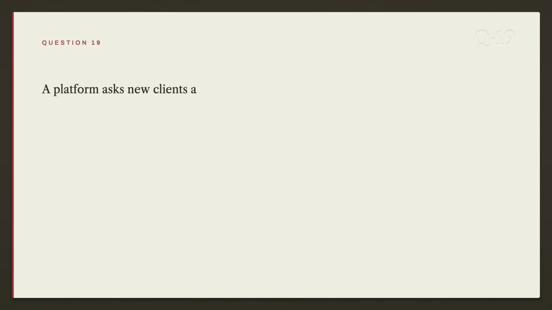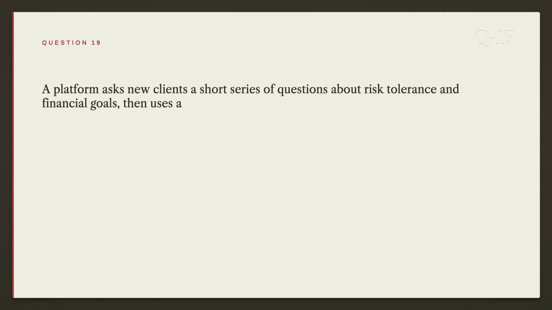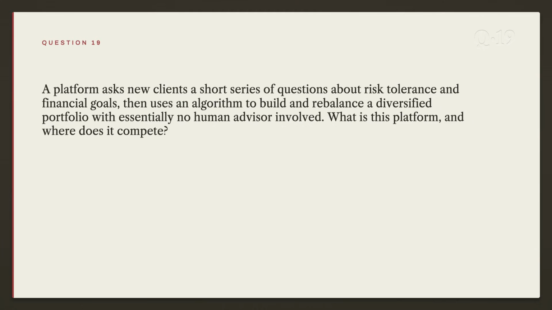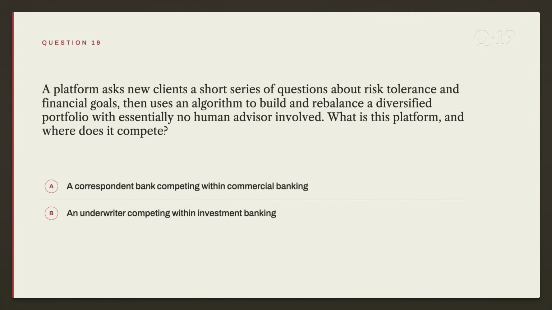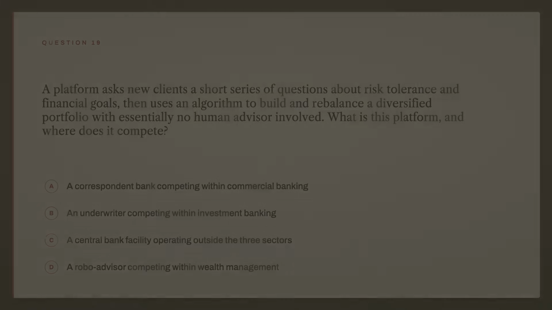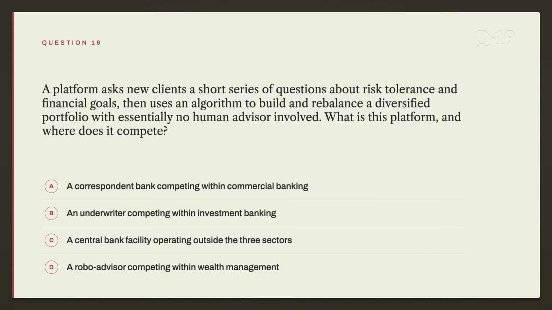Question 19. A platform asks new clients a short series of questions about risk tolerance and financial goals, then uses an algorithm to build and rebalance a diversified portfolio with essentially no human advisor involved. What is this platform and where does it compete? Your options are: A, a correspondent bank competing within commercial banking. B, an underwriter competing within investment banking. C, a central bank facility operating outside the three sectors. D, a robo-advisor competing within wealth management. Before I reveal it, which one do you think is right?